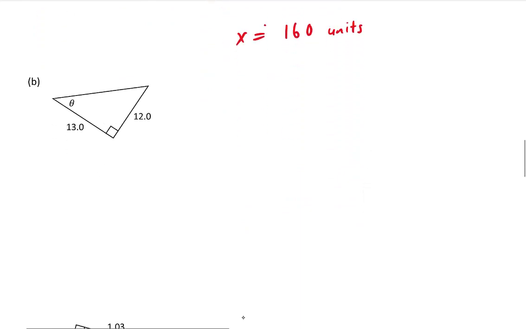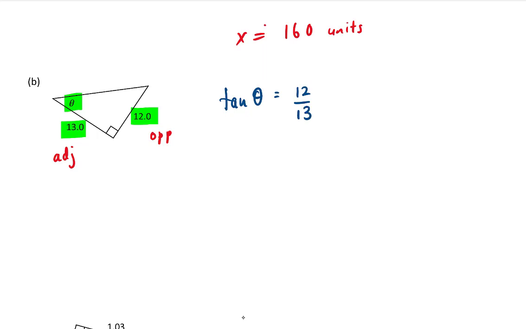All right, next right triangle. This time we're looking for an angle, and we have the following two sides, and here's our angle of focus. Compared to that angle, 12 would be called our opposite side, opposite angle theta, and 13 would be our adjacent side. So the ratio that has adjacent and opposite is going to be our tan ratio. So we have that tan of theta is equal to opposite over adjacent, so 12 over 13.